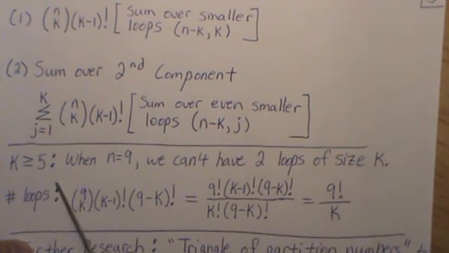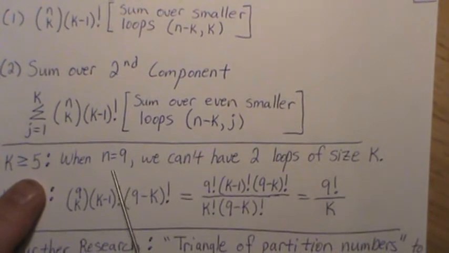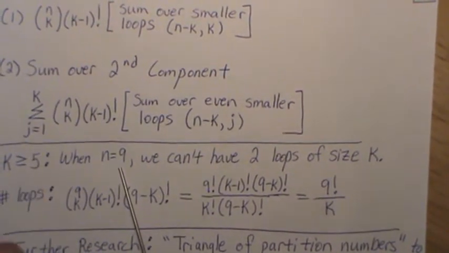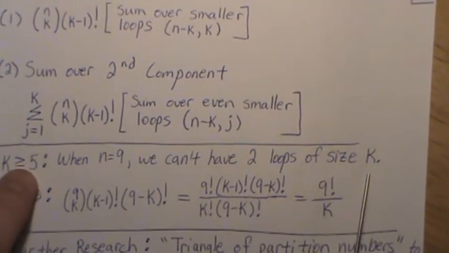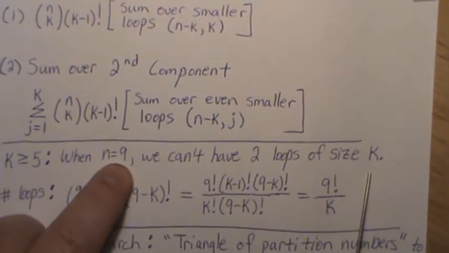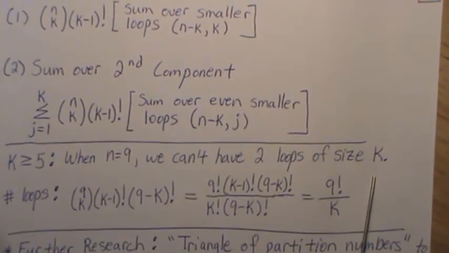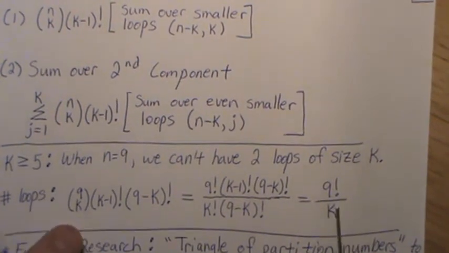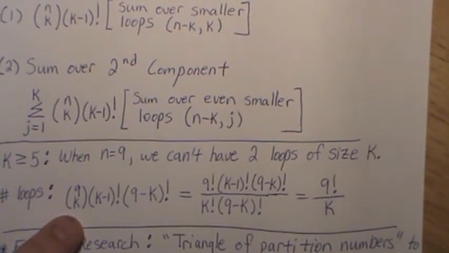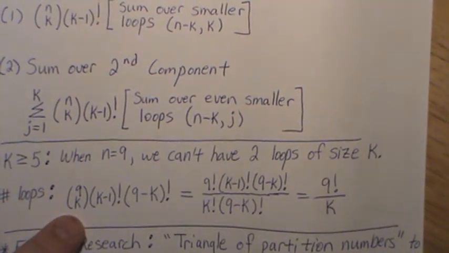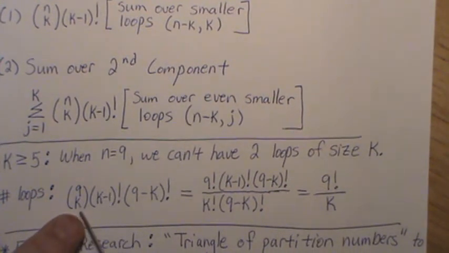Now let's look at when k is greater than or equal to 5. Remember, we're dealing with n equal 9. And why that becomes important is because we can't have 2 loops of size k. So if k is 5, we can't have 2 loops of 5, because that means we'd have to have 10 boxes. But we only have 9, okay? So you can 100% go through the strategy that we did on the previous page, where you find the number of possible loops, etc. And it works. But here's an easier way to do it.